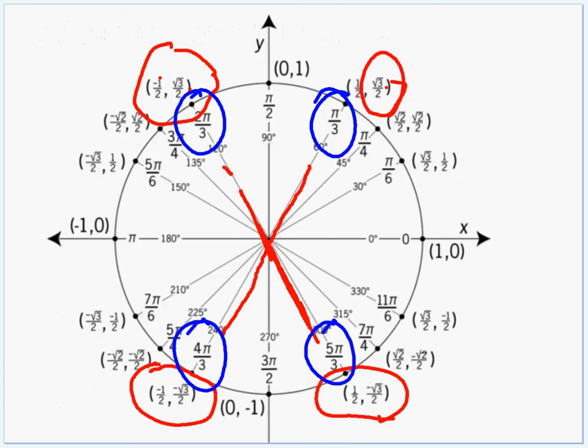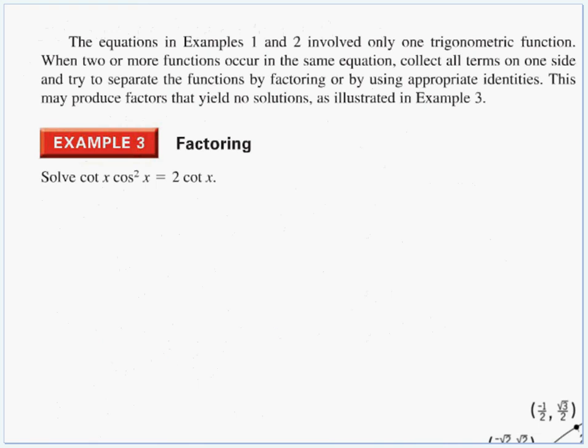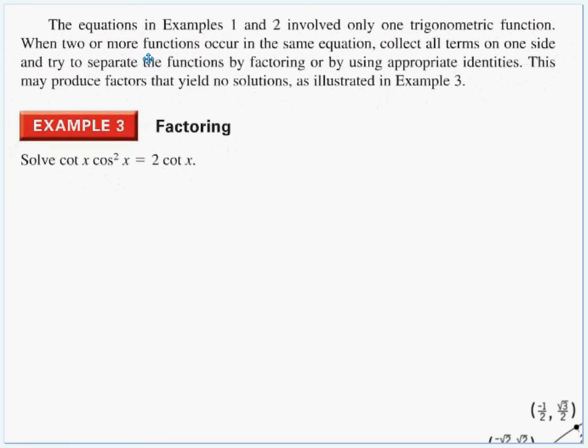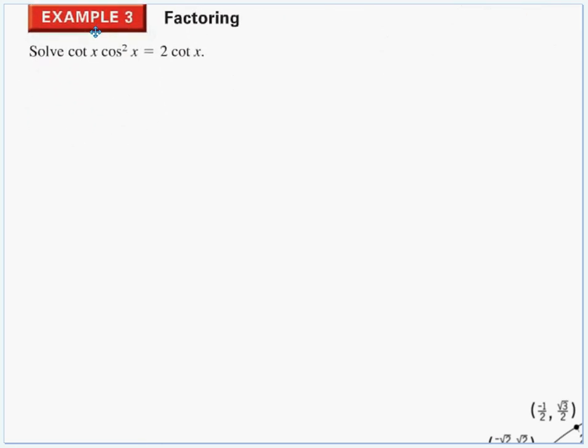Okay, good times. Our last example, I believe, for this video. And it says the equations in the first 2 examples involved only one trig function. When 2 or more functions occur in the same equation, collect all terms on one side and try to separate the functions by factoring or using identities. This may produce factors that have no solutions, as we are about to see.